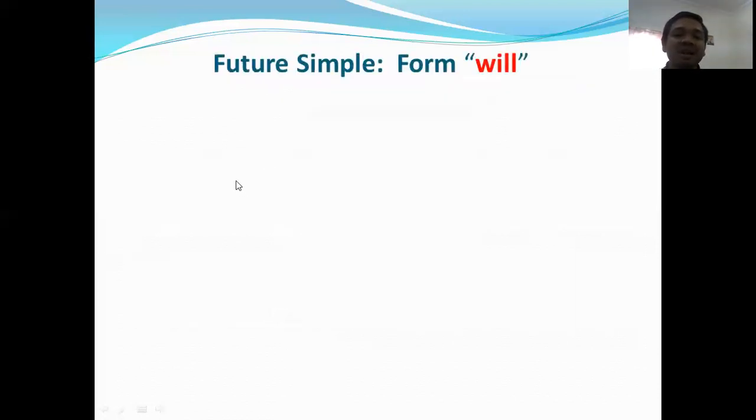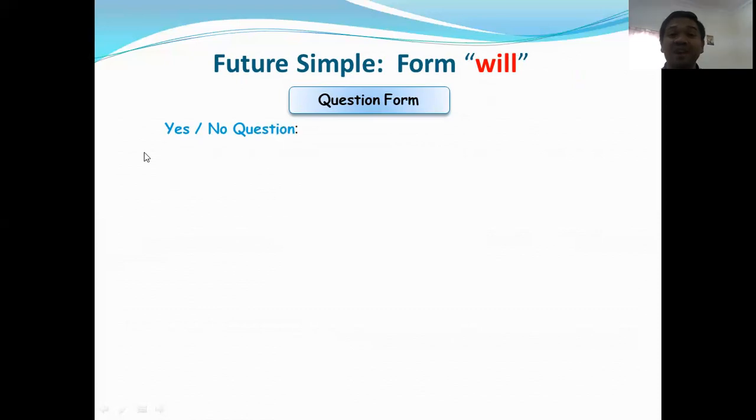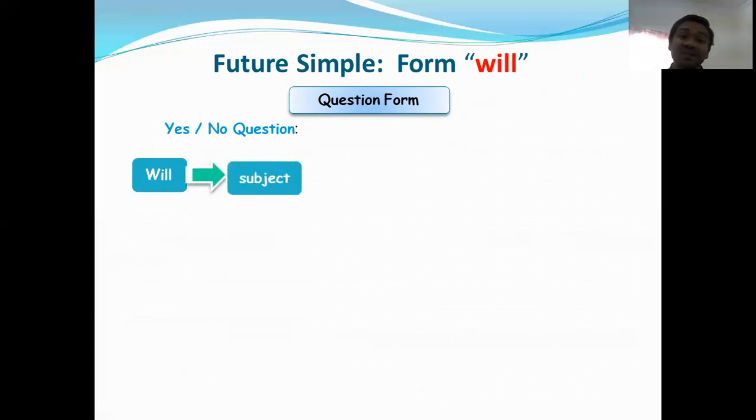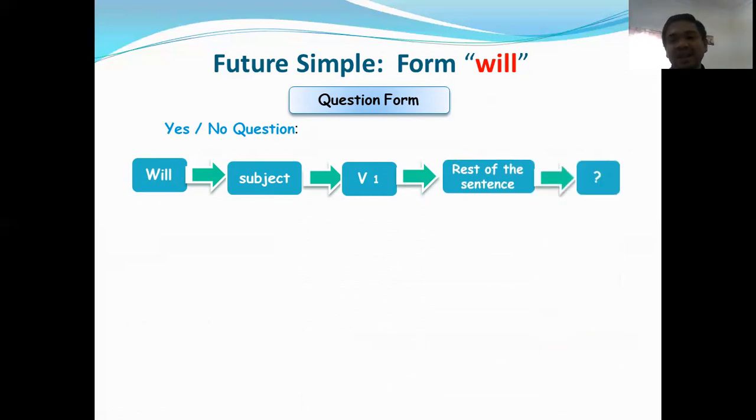Subject, will not or won't plus verb one and the rest of the sentence. As easy as that. Now let's talk about the future simple form will, but this time the question form. To be specific, yes or no questions. So how can we formulate a yes or no question using will? Are you ready? First we start with will. Of course, if it's a question, you start with the verb. So we have will plus the subject, the pronouns, then verb one. When we say verb one, it means simple present form, because saying simple present is very long. Then the rest of the sentence, and then the question mark, of course.